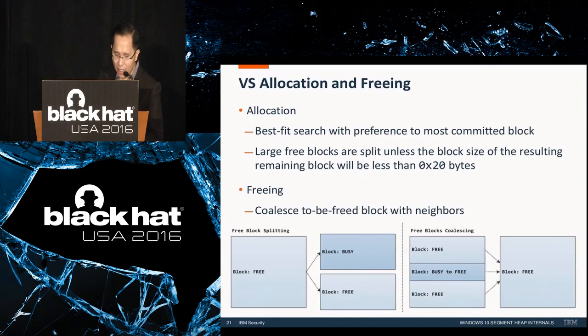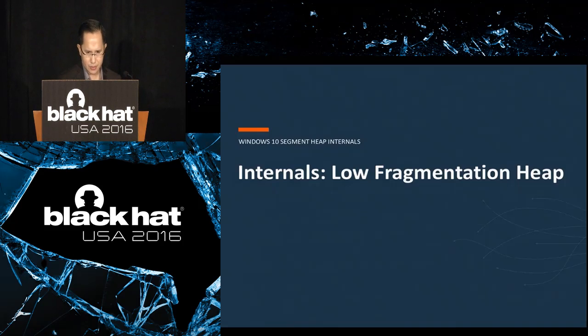For the allocation, as I mentioned, a best fit search with a preference to the most committed block is conducted. And large free blocks are split unless the size of the resulting remaining block will be less than 20 hex bytes, because 20 hex bytes is the size of a free VS block header. So for freeing, the to-be-freed block is coalesced with neighboring free blocks to reduce fragmentation. So that's the backend and the VS allocation component.